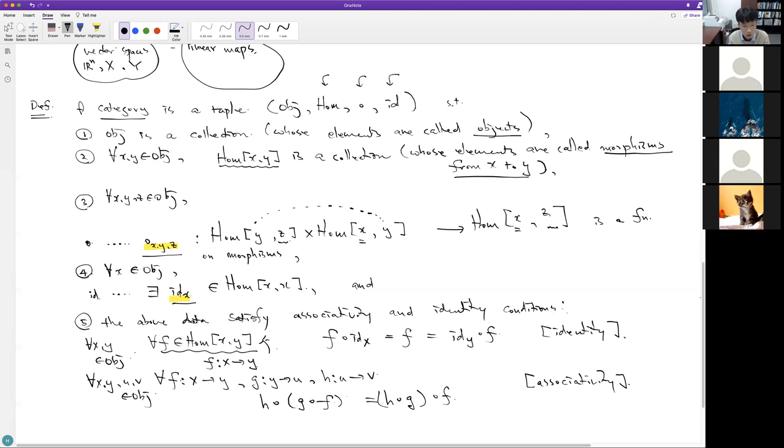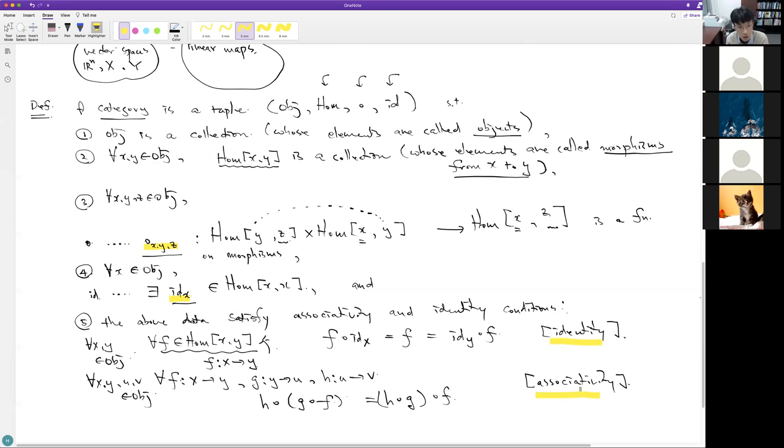So that was the setting. The setting is we have a set of objects, and a set of morphisms together with their source and target types given by objects. And we have a composition operator for compatible morphisms. And also we have identity morphisms, and they have to satisfy the identity conditions and then the associativity condition.